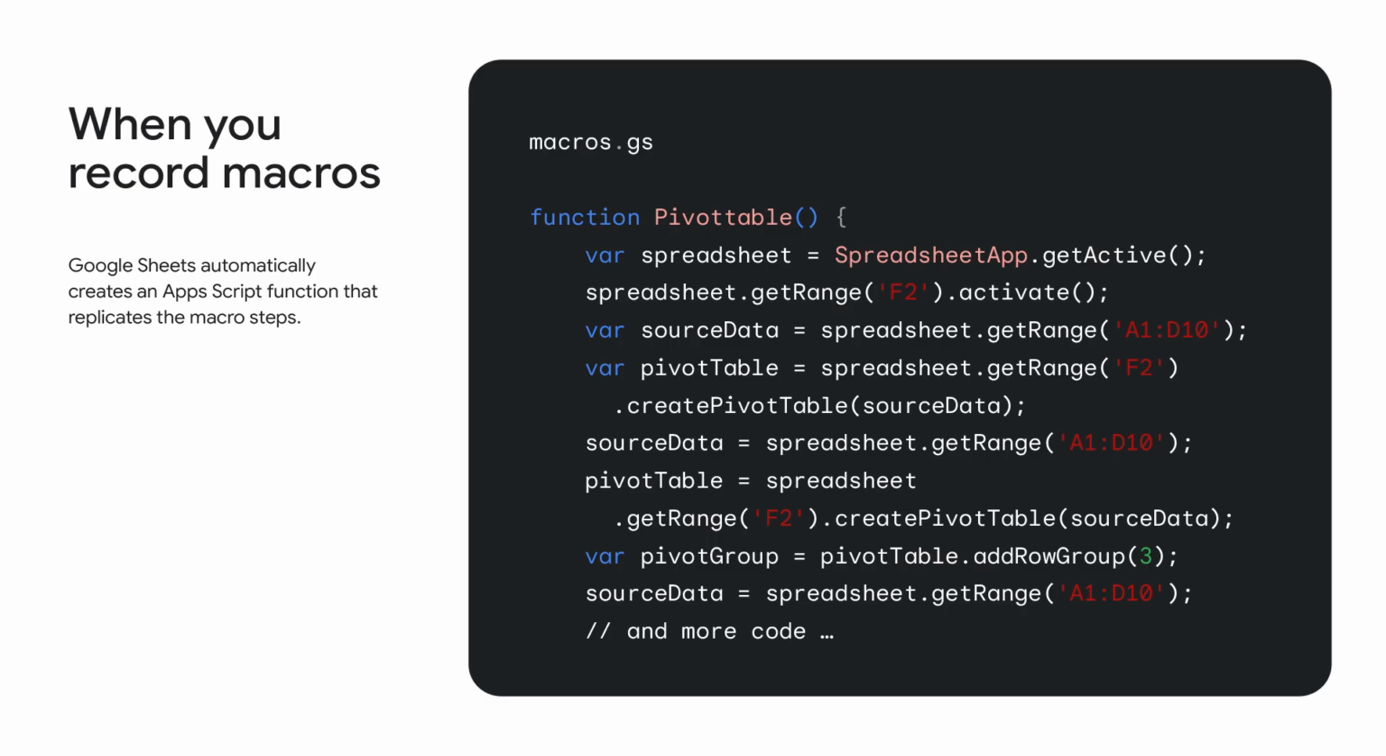When you record macros in Google Sheets, an Apps Script function is automatically created that replicates the macro steps. To see the code, select Extensions, Apps Script from the Sheets menu. If you want to, you can change the macro by editing the code in the Apps Script editor.